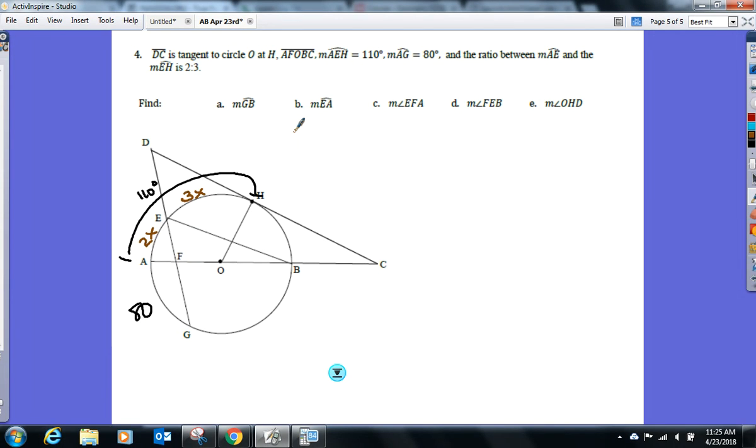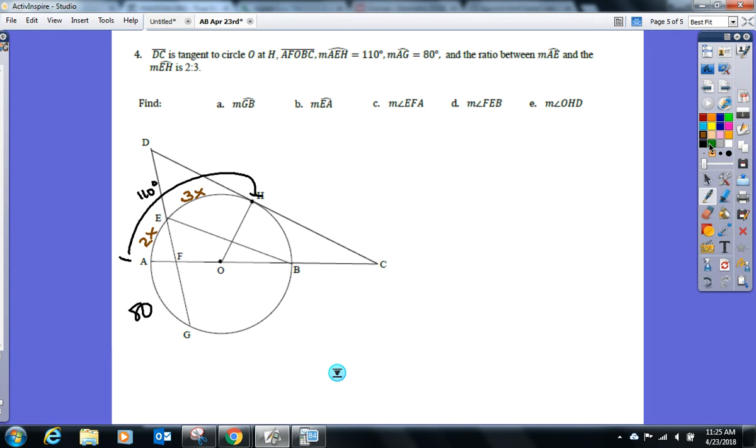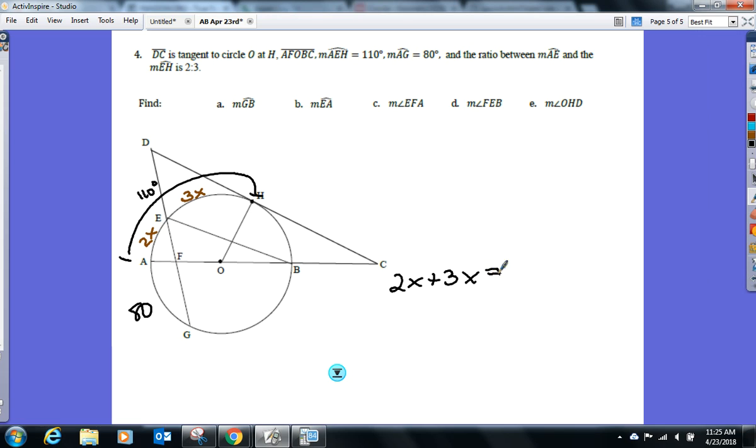There you go. I add the 2x and the 3x, and I knew from the beginning it added up to 110. So let's at least solve for those two arcs. So we get 5x equals 110. The value of x, 22.